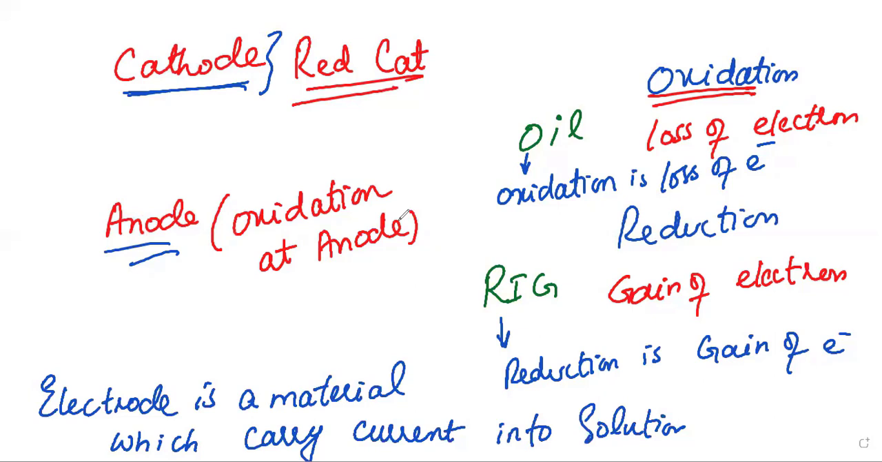And what about the anode? AN OX. Yes, AN OX, I think something like that. Anode oxidation, and reduction at the cathode.